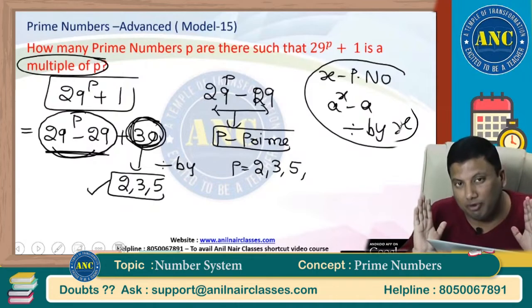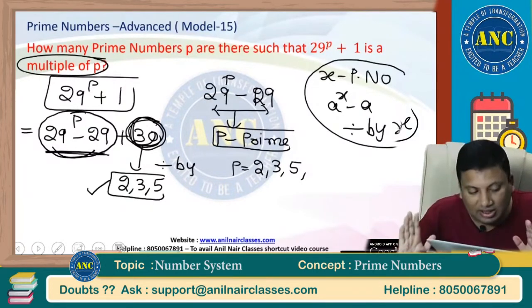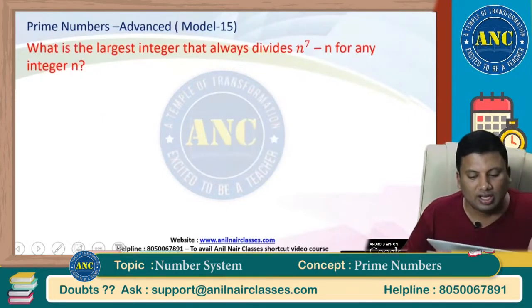In your online classes, you can check how many problems will be solved on prime numbers. It is the 4th session on prime numbers. In the 4th session, 22 models I am discussing.